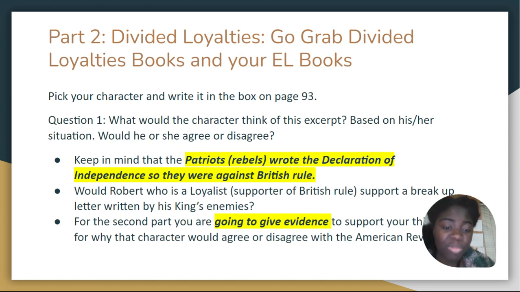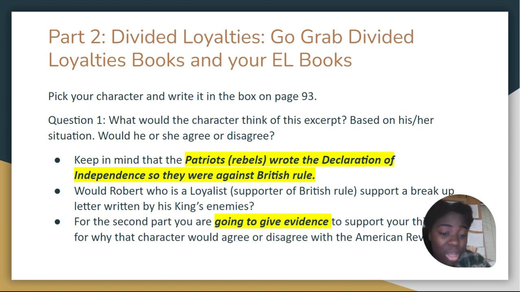Okay? So before we delve into this, let's talk for a moment. Please keep in mind that the Patriots, aka rebels, wrote the Declaration of Independence. So you have to ask yourself, what is the difference between a patriot and a loyalist? Okay? So the Patriots were those that wanted to break away from British rule. They wanted to become their own country, the United States of America, right? And they didn't want to be a part of King George III's reign anymore. Those were the patriots.